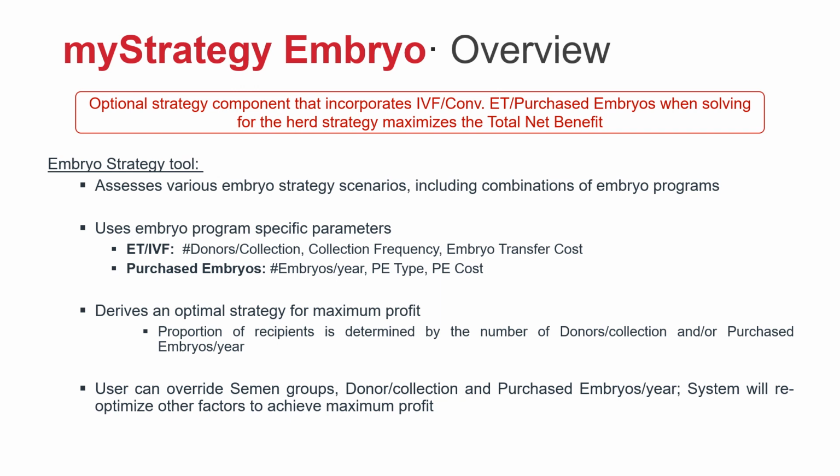Now, in addition, as a strategic tool, what it does is it derives an optimal strategy for maximum profit. It's looking at what proportion of recipients should be included within the strategy based on the number of donors on collection or the number of embryos purchased within the year. And finally, like the existing female strategy module, it continues to allow users to override values for the proposed semen groups or donor purchased embryo counts, and then re-optimizes to be able to facilitate the ability to create custom strategies.